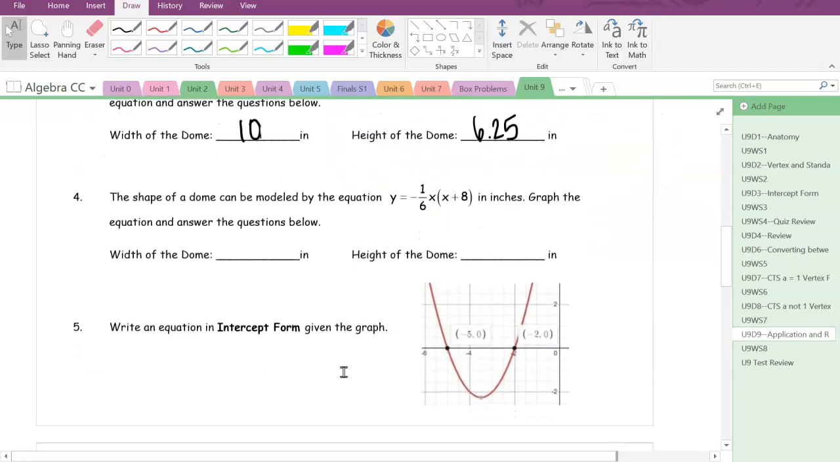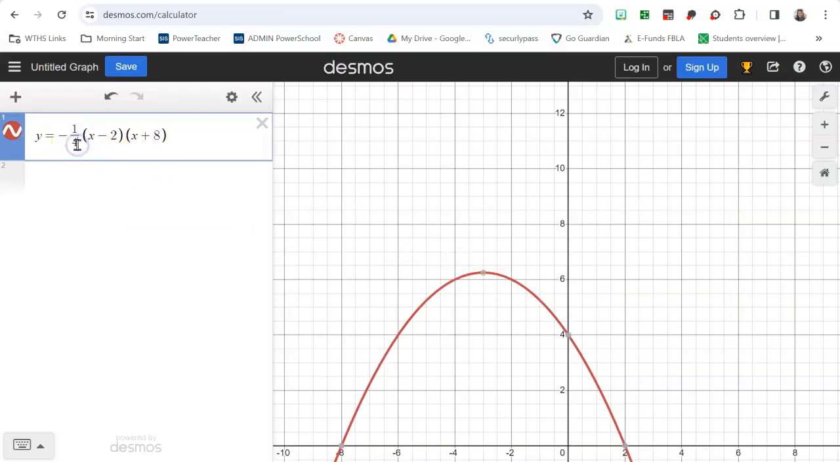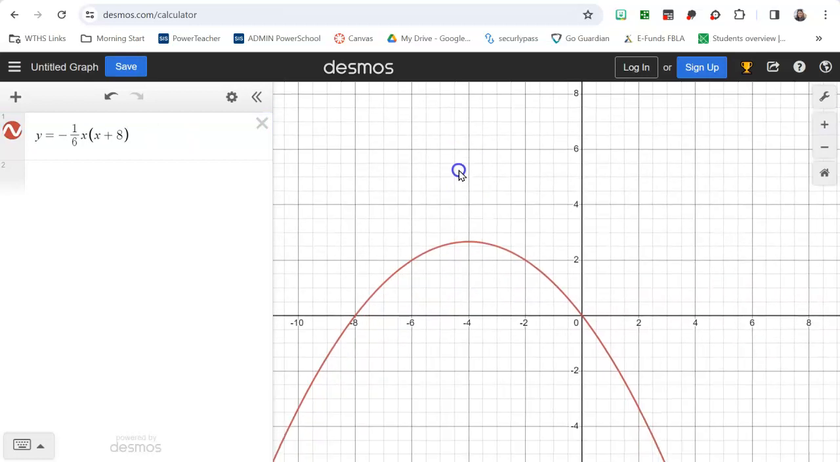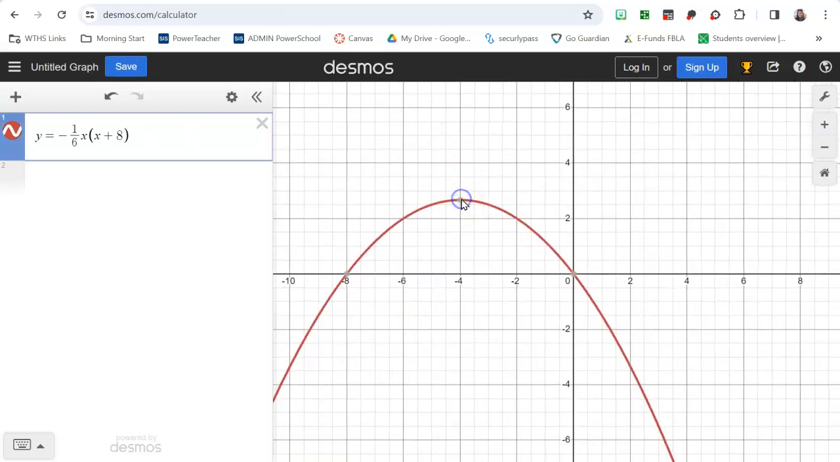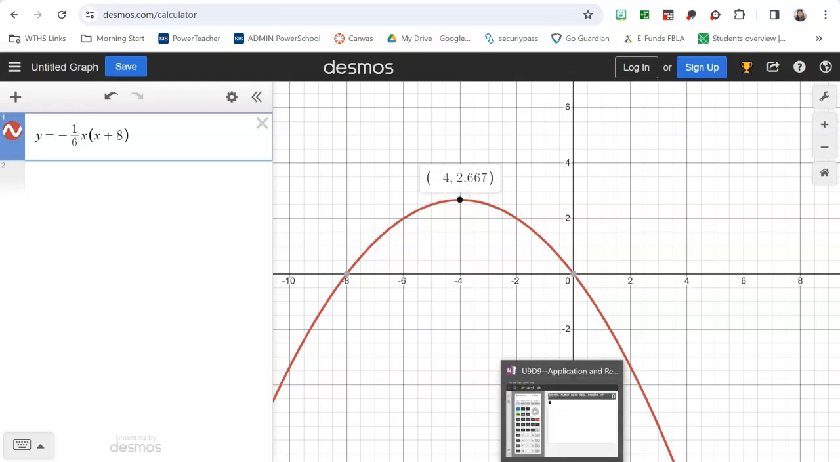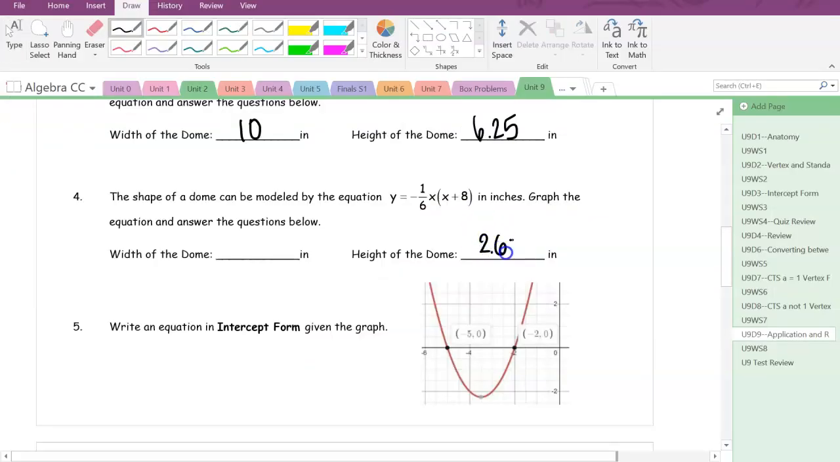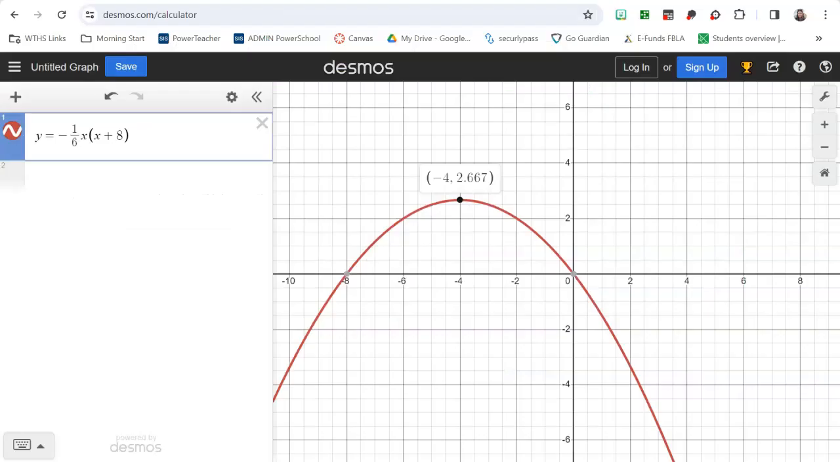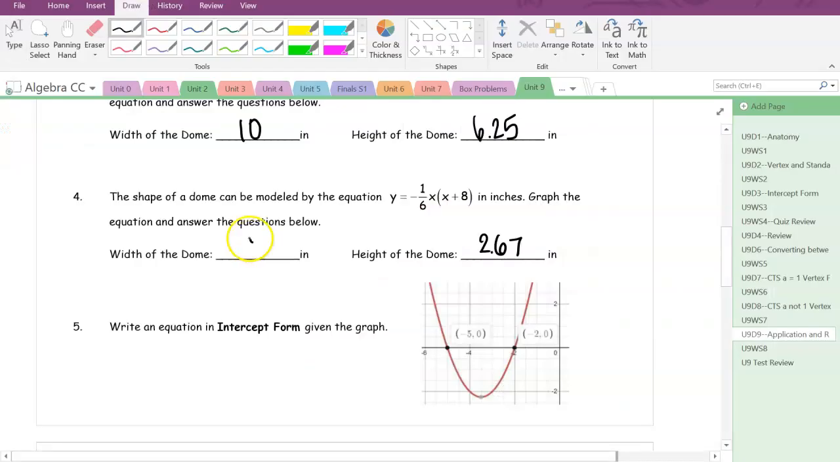All right, let's try another one like that. The shape of a dome can be modeled by this equation, and we're again finding the width and the height. All right, so let's go ahead and type that in. This is a -1/6 this time. And we have an x plus 8. All right, so again, height is going to be our vertex. Make sure you round to the nearest hundredth. This will be 2.67, and again, it's the y coordinate of the vertex because y is how high up you are. For width, we're going from 0 to -8, that is a total of 8 units, or in this case, 8 inches.